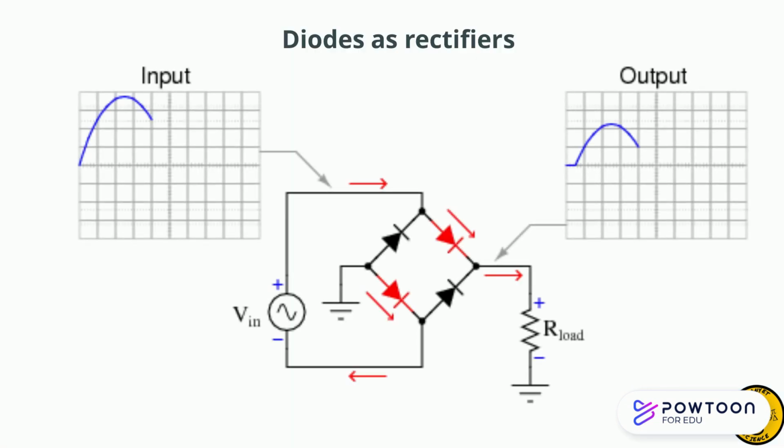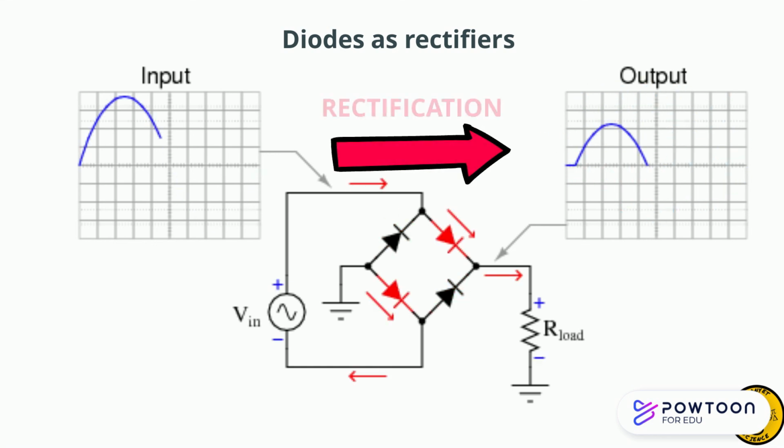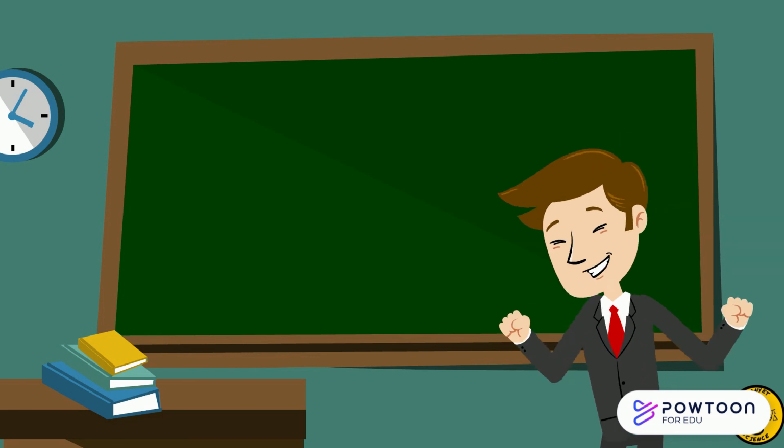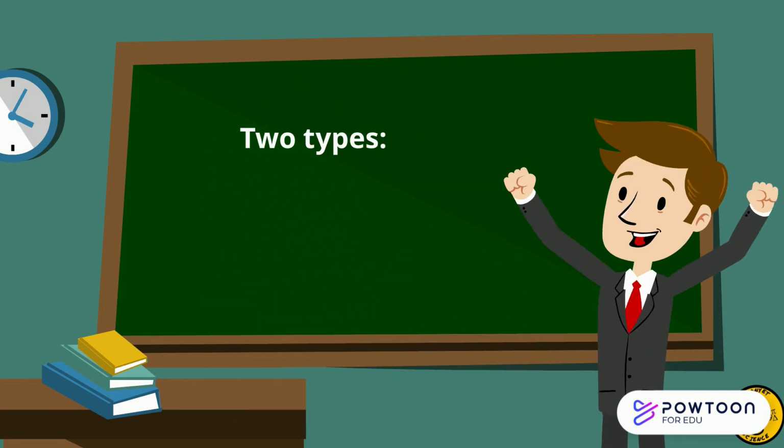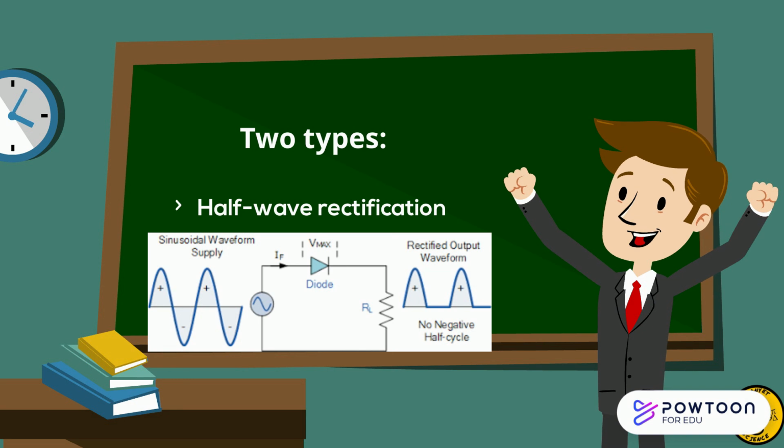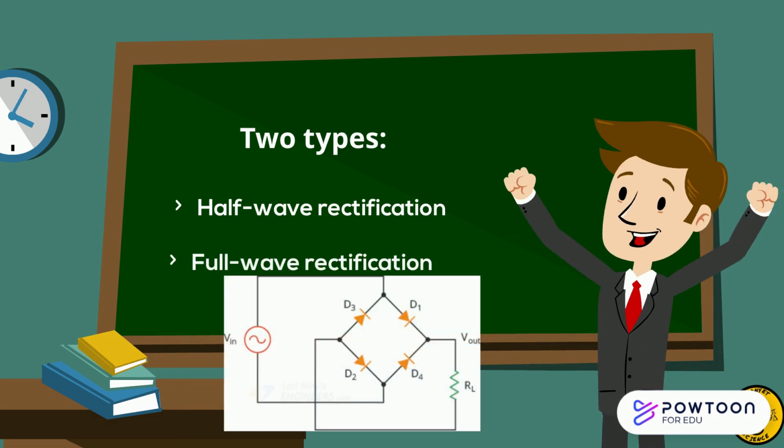Diodes as rectifiers. Converts alternating current, AC, to direct current, DC. Rectification. A process of converting AC into DC by using a diode. There are two types. First, half-wave rectification. Second, full-wave rectification.